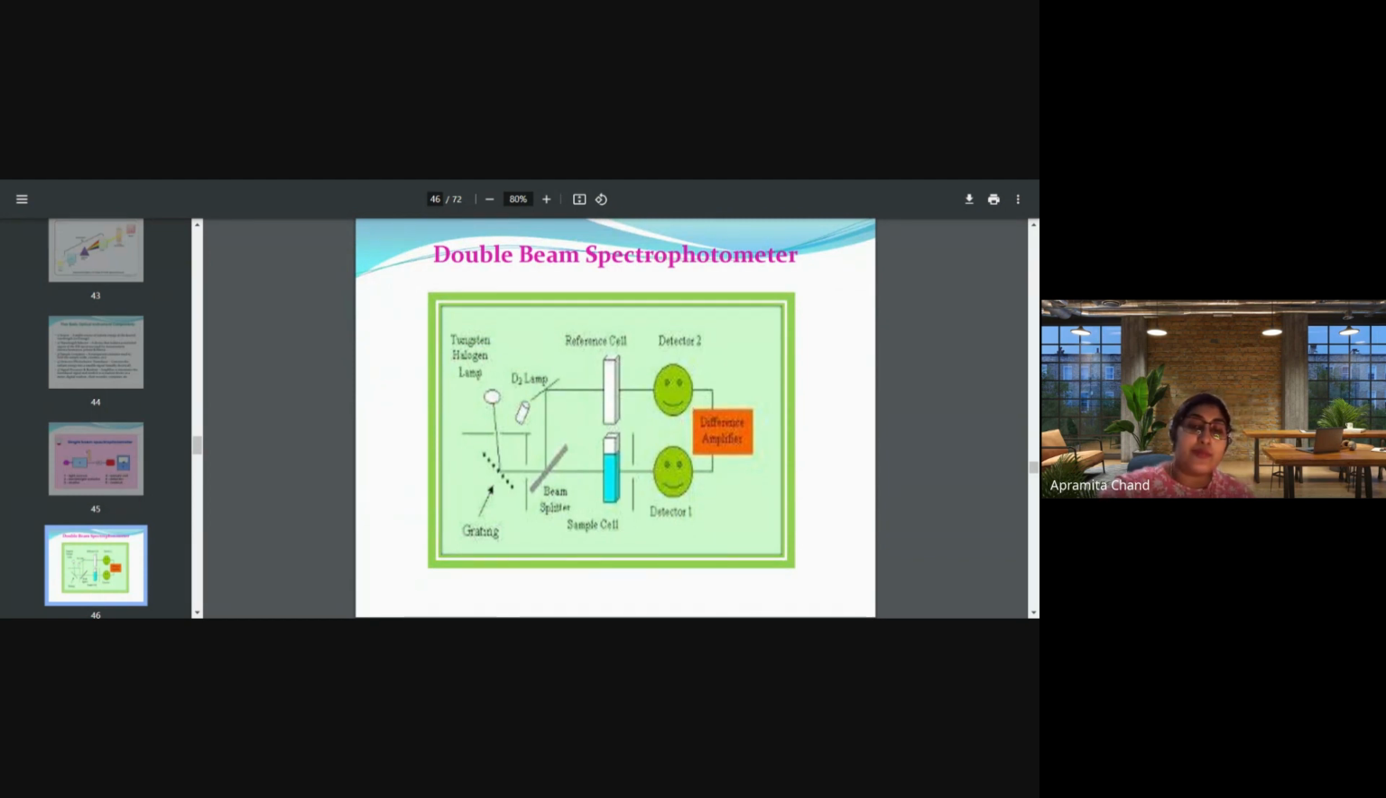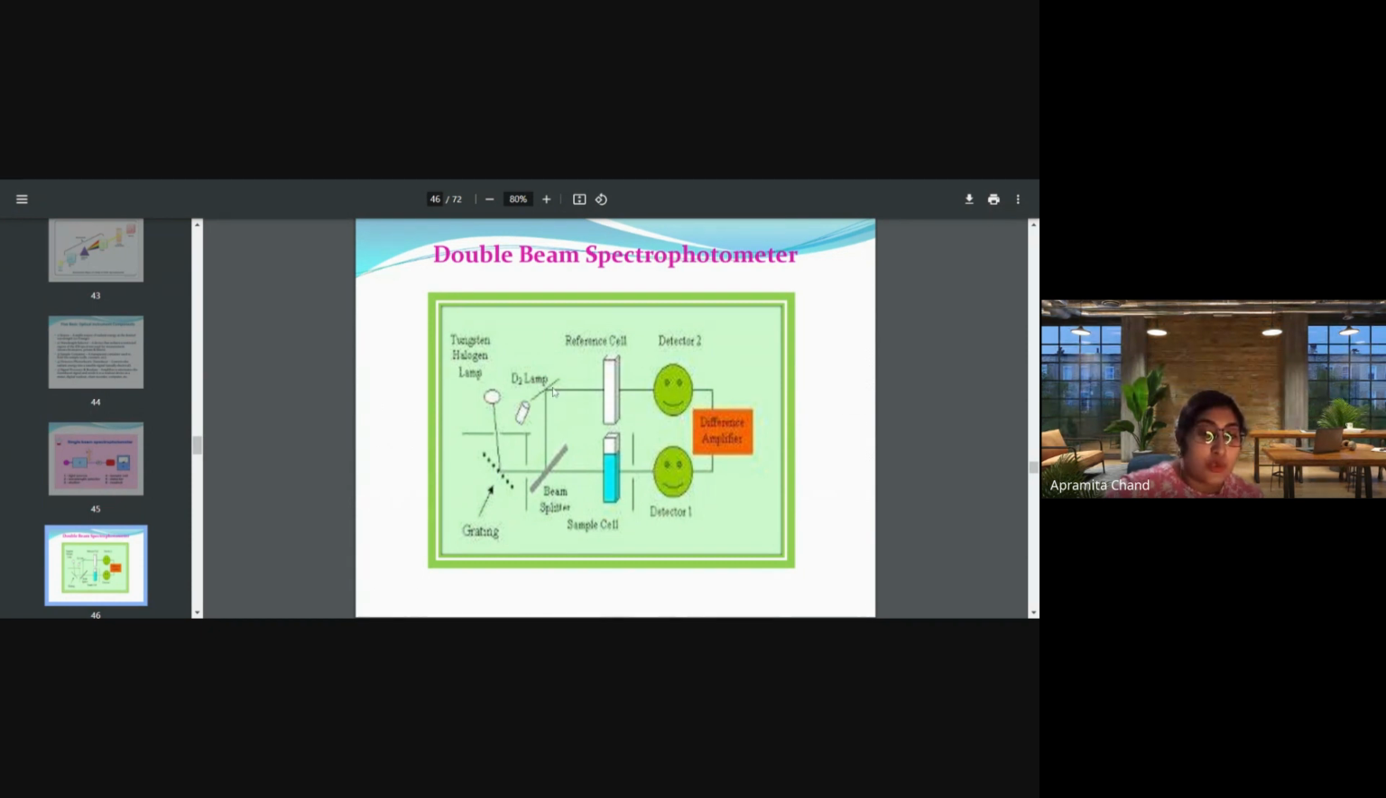Now the double beam spectrophotometer is a very popular diagram that is asked. It is also asked about the components. It is a very frequent question in your MCH-003. So now, instead of one beam, you have two beams. You have two beams going through two different kinds of sample compartment. So here in single beam, you had just the sample compartment. Here you also have a reference cell.